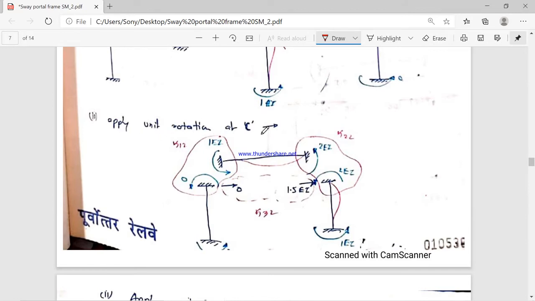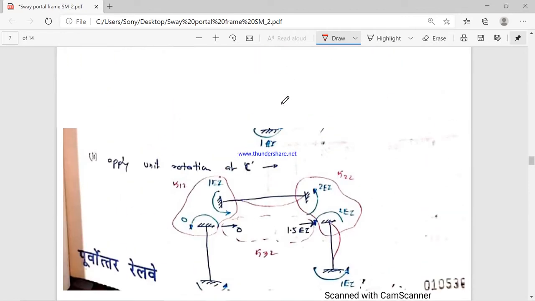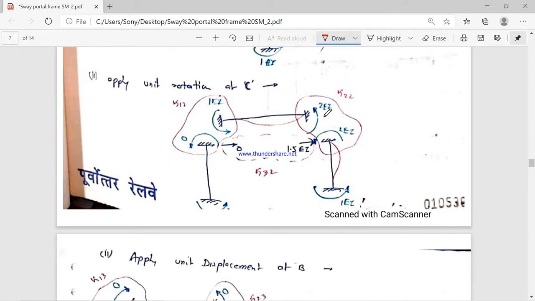Similarly, apply the unit rotation at C. So exactly the mirror image will be formed at the junction C. So here it will be 2EI, 1 times EI. Here it will be 0, 0. Here it will be 1.5 EI and 1 EI and 1 EI.